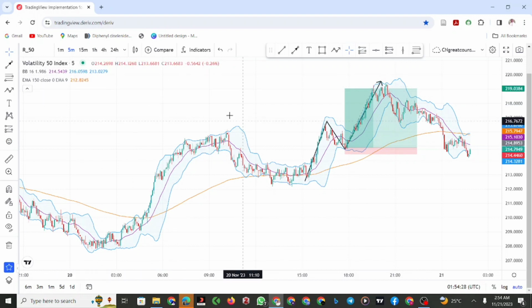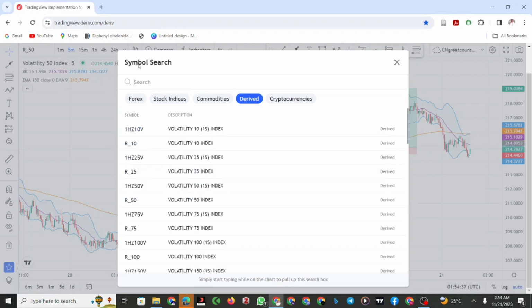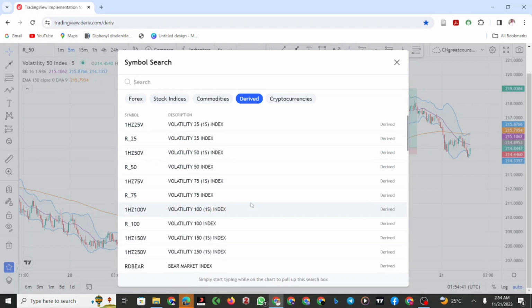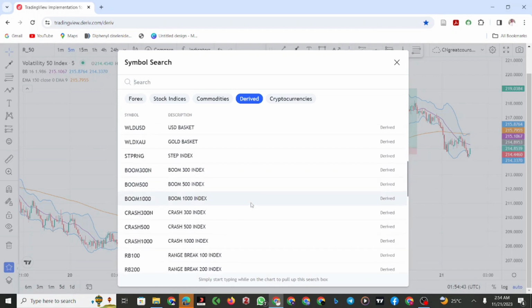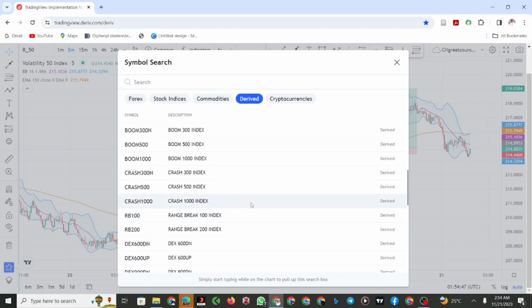That is maybe we should check other crash or boom. Okay, remember this is trading view. Okay, so let's just know if we can check, let's check crash 300. Okay, and from there we'll be saying goodbye for today.